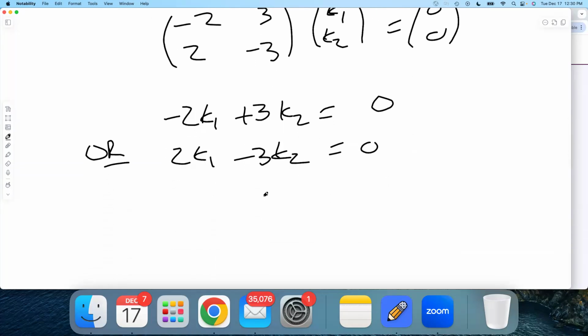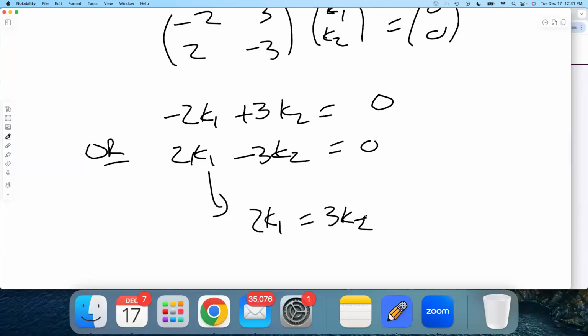Don't try adding them together. You're going to get 0 equals 0. Don't try elimination, substitution, none of that. We just want one of these, but you should always check that they are in fact giving you the same information. I kind of like this second one better because when I move this guy over, I don't have to deal with any negatives. So this guy says 2k1 equals 3k2.